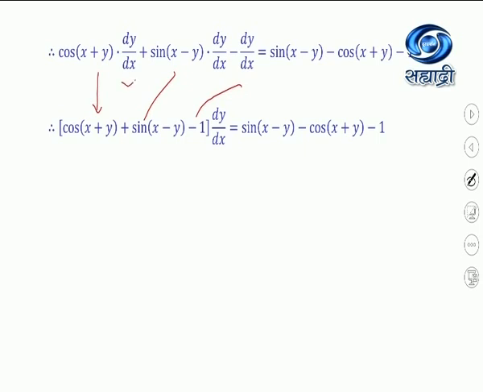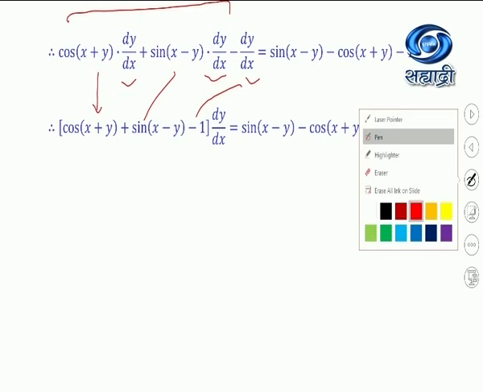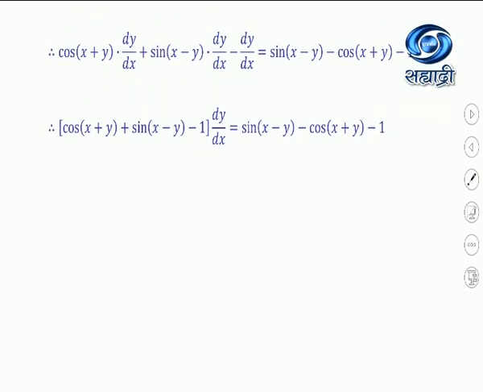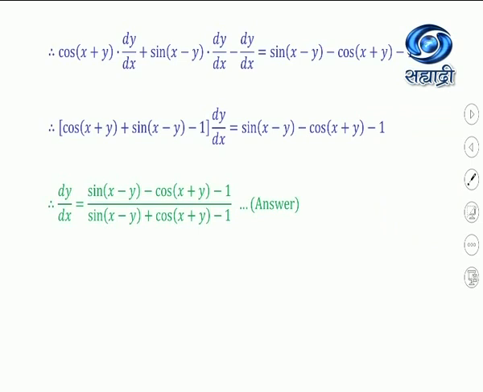That means here we take dy by dx as common from these three terms, and we get this. On the right hand side there is no change. So here I say that now dy by dx equal to, take this bracket on that side, it becomes the denominator. So I write dy by dx equal to sin x minus y minus cos x plus y minus 1 upon sin x minus y plus cos x plus y minus 1. Now this becomes our final answer.